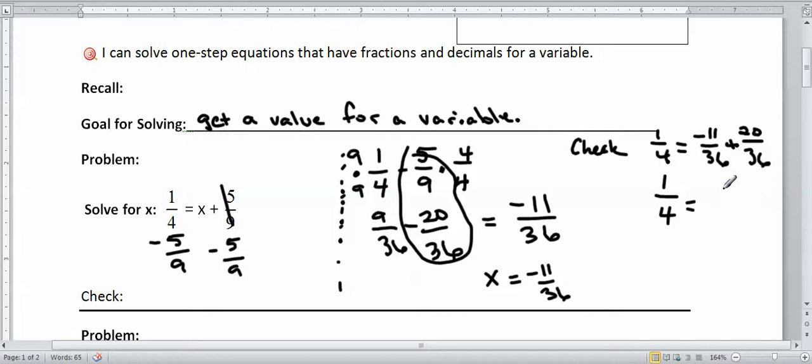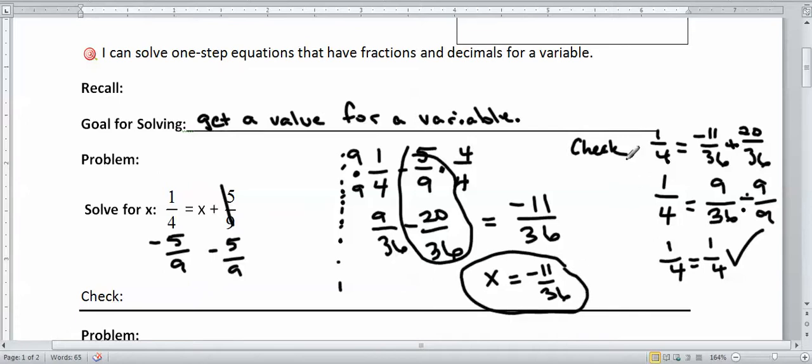Okay, so 1/4 is equal to negative 11 plus 20. Now remember, when you're adding fractions together, as long as the denominator is the same, it's going to stay the same regardless. So I've got 9 over 36. If I reduce that, I can divide both the top and the bottom by 9, and so I end up with 1/4 equals 1 over 4, which means that my answer is correct. X is equal to negative 11 over 36. And it's important to check right now when it's simple so that you'll get into the habit later on of checking to make sure your answers are correct when things get a little bit more complicated.